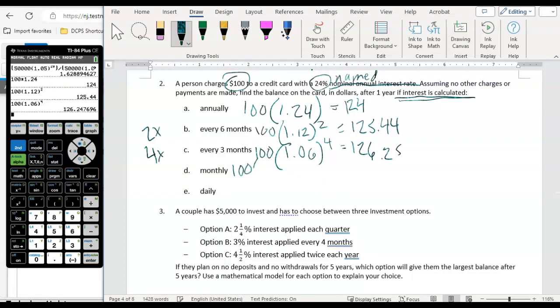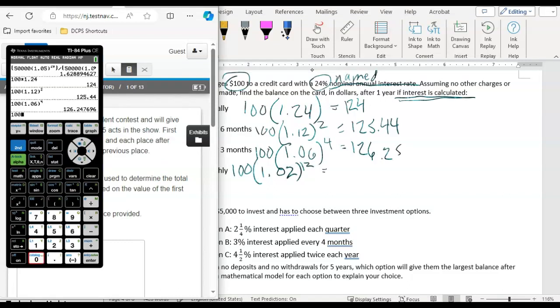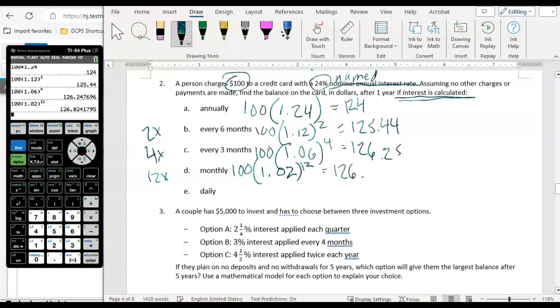Now monthly, 100 times 1 point. Now monthly means I'm doing it 12 times. So 24% divided by 12 means 2% each month. And then I have to raise it to the power of 12 because it's happening each month. So 100 times 1.02 to the power of 12 gives me 126.82. So again, that is a little bit more than the one that we did before it, which means that looks like it makes sense.